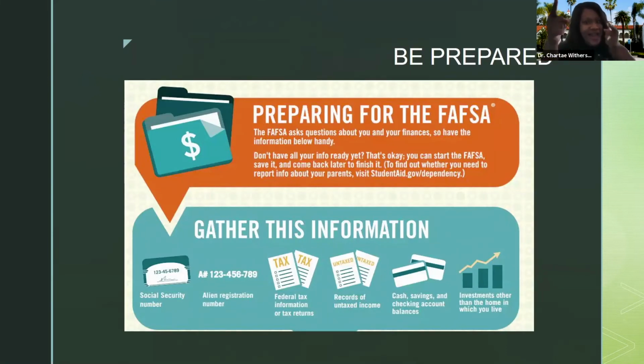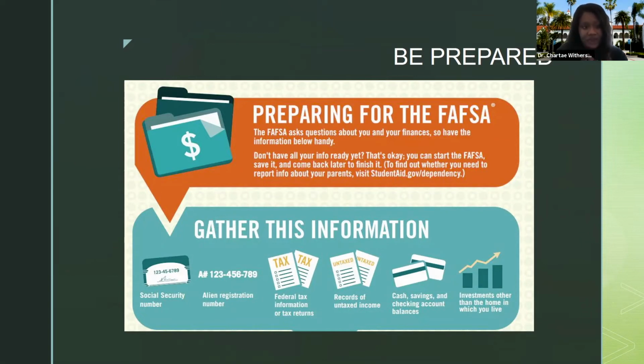Be prepared. You want to make sure that you are prepared when it's time for you to do your FAFSA. Now, how do you get prepared to do the FAFSA? Well, what you have to do is make sure you gather all of the information that you need. You will need to make sure that you have your social security card handy or your social security number handy. Make sure you have those federal tax documents. So if you filed your taxes or if your parents filed their taxes, you want to make sure you have that tax information handy, specifically the 1040 form or their tax return transcripts.